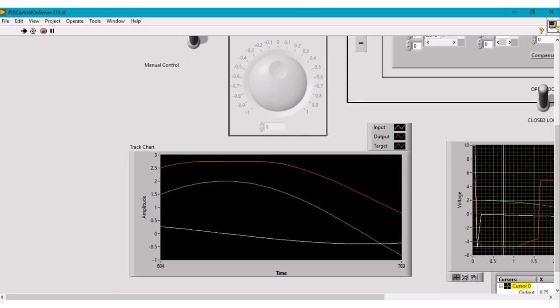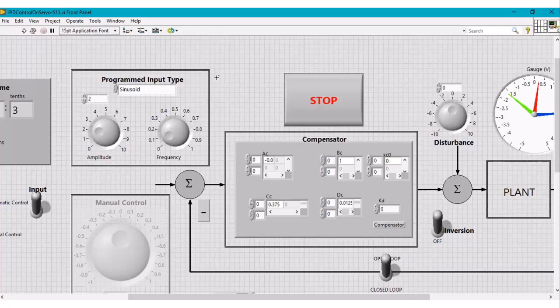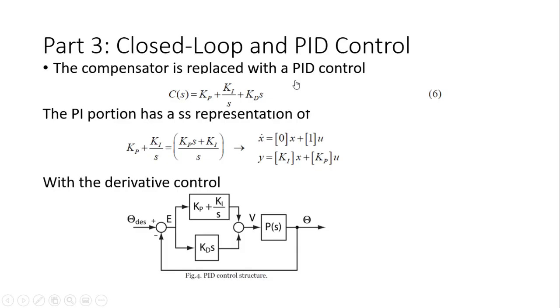But imagine if you have a disturbance, that won't work anymore. Now I went backward. Going forward, how do I go forward? Here we go. Part 3. This is the closed loop and PID control. So what lesson have you learned so far?